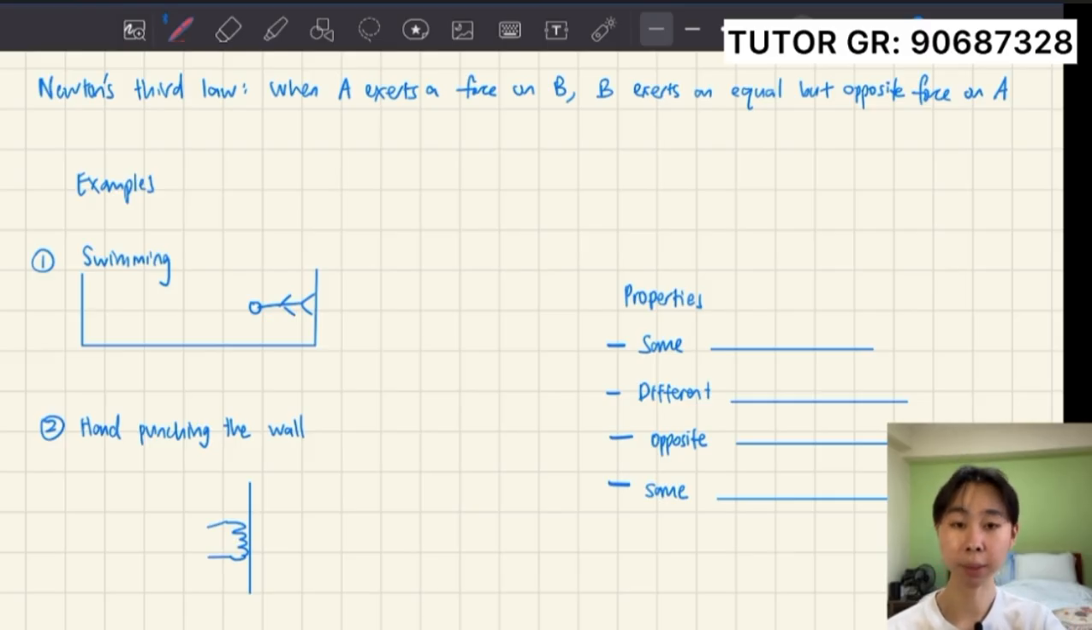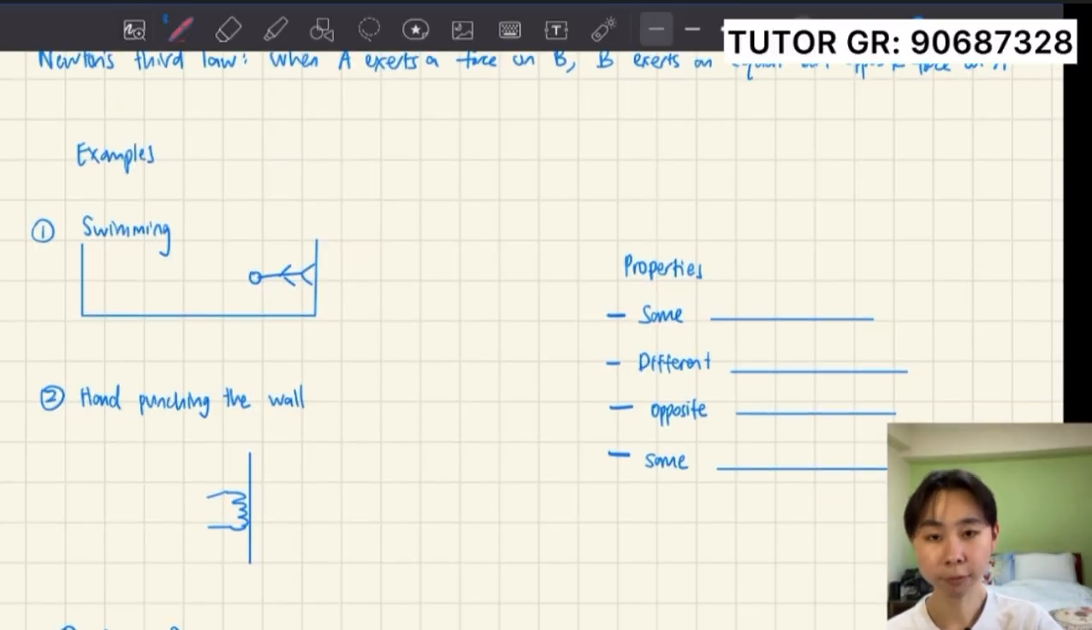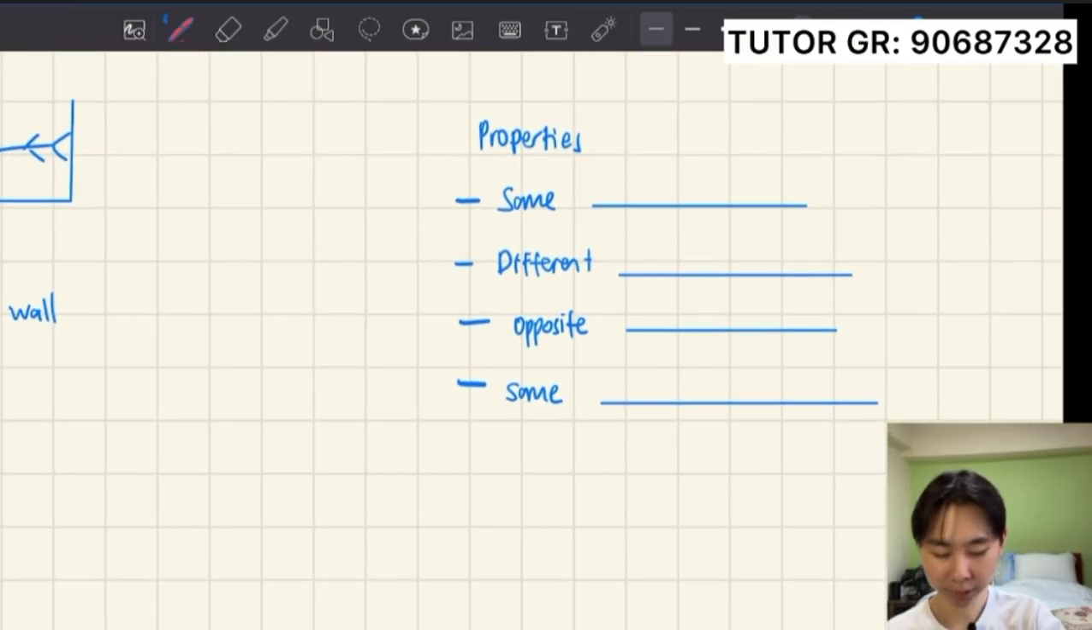So that's the concept behind Newton's third law. If I push someone, that someone will push me back. Simple as that. There are four properties that you need to know for Newton's third law. First one is they are the same force. Second one is they are on different bodies. Third one, opposite in direction. And the last one is same magnitude.